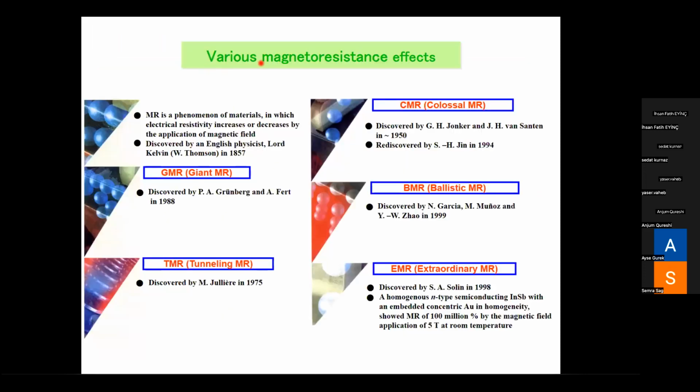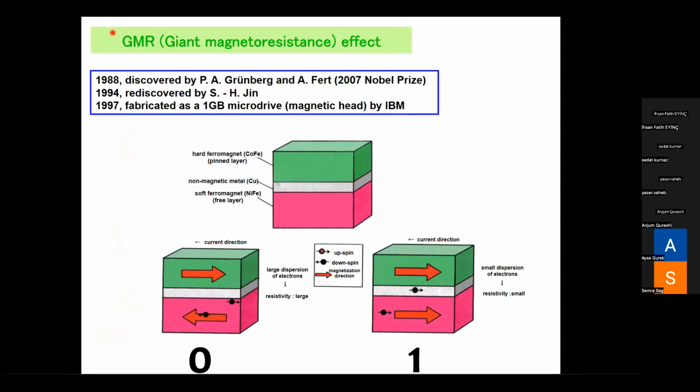This is a big advantage of spintronics compared with electronics. Here are some spintronics effects, such as magnetoresistance. The first one is giant magnetoresistance, GMR, and tunnel magnetoresistance, TMR. Every day you use GMR and TMR in your own personal computer, and also CMR, and so on, all magnetoresistance. Let me show an example, the giant magnetoresistance effect. In 1988, Professor Grünberg discovered GMR. They got the Nobel Prize in 2007.